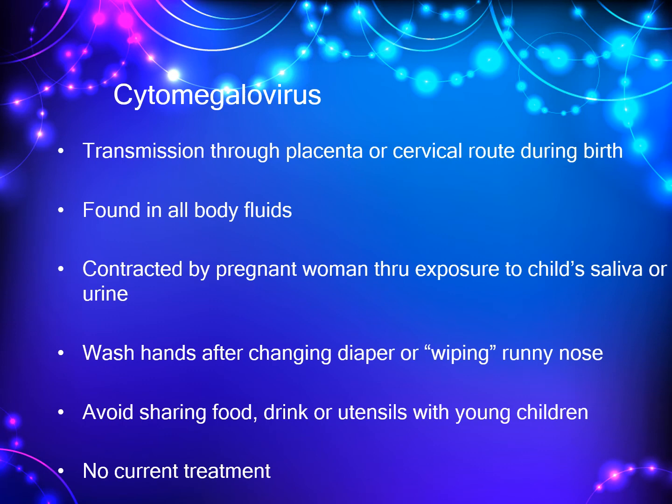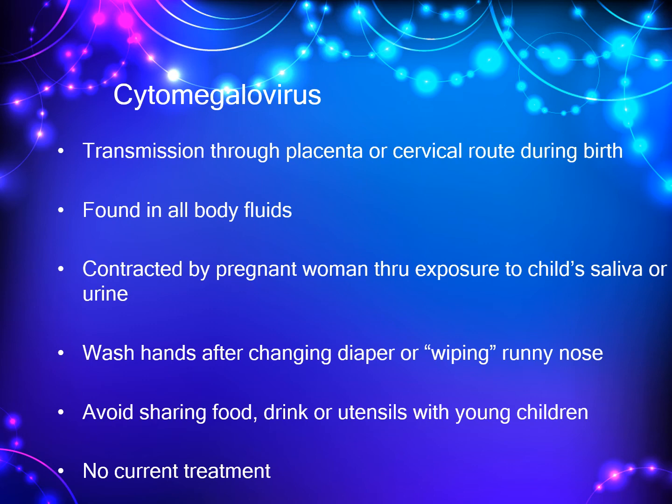Cytomegalovirus belongs to the herpes virus group. Transmission is through the placenta or the cervical route during birth. It's found in all body fluids. It's contracted by a pregnant woman through exposure to a child's saliva or urine. So you can think about women that don't wash their hands after changing a diaper or wiping runny noses. We teach them to avoid sharing food, drink, or utensils with young children.